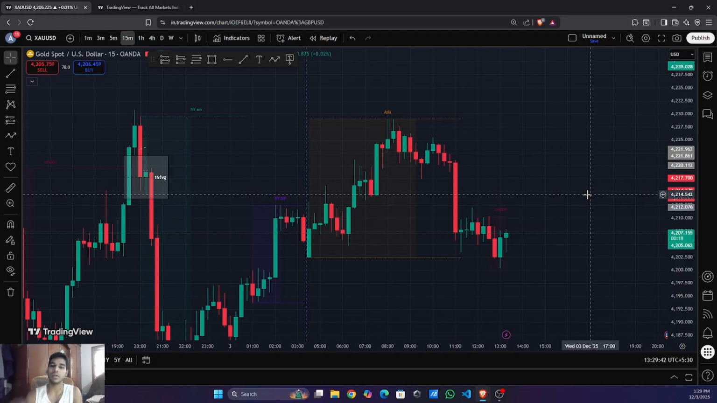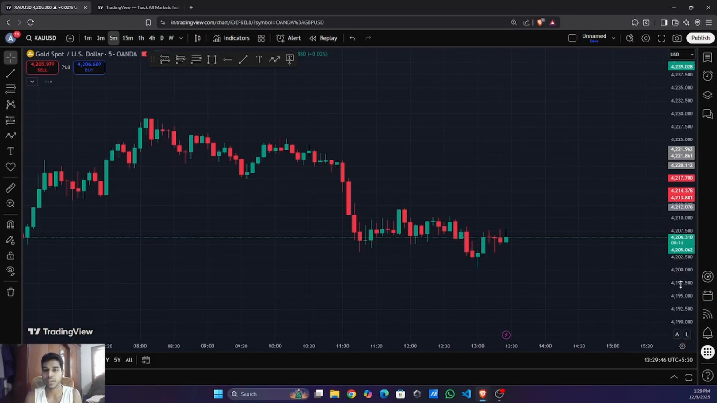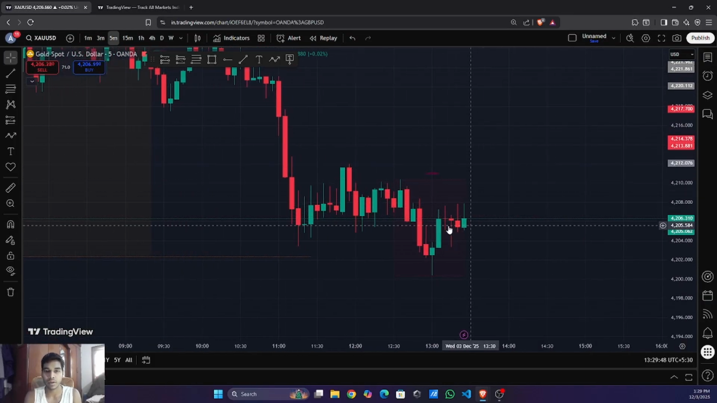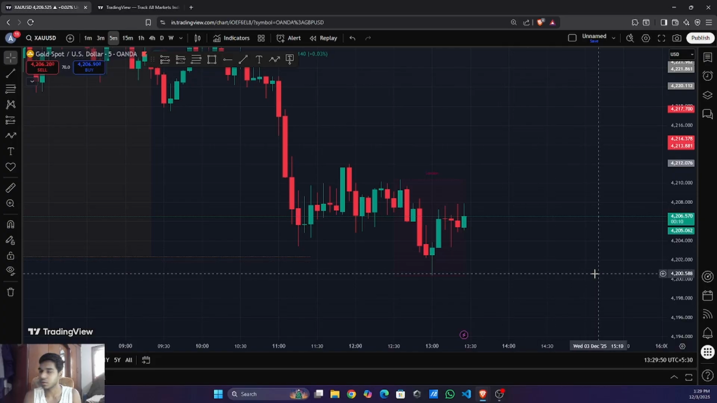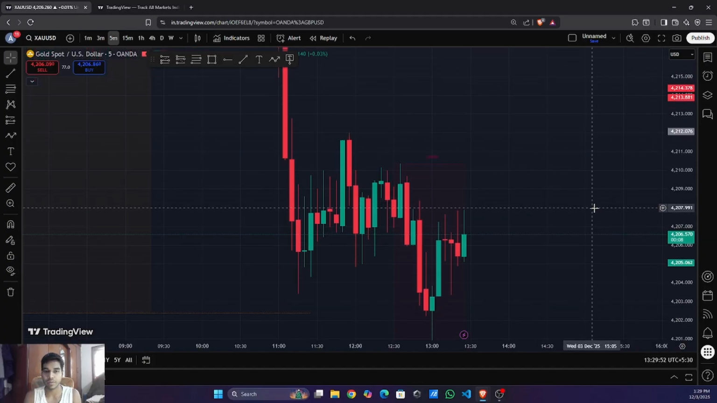Our only focus is gold and JPY. I'll look at the other pairs, but I might not trade them. Okay, so we already have a 5 minute breakout structure.